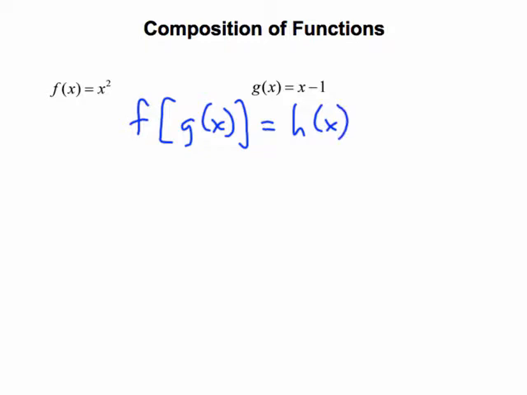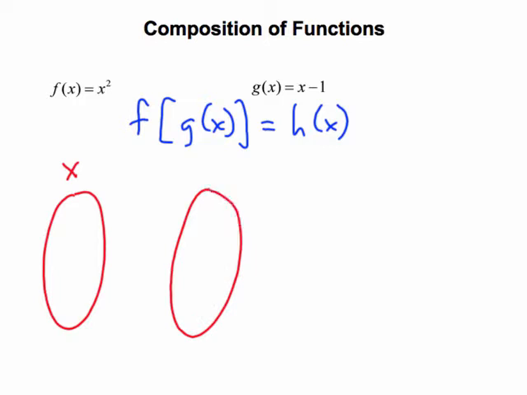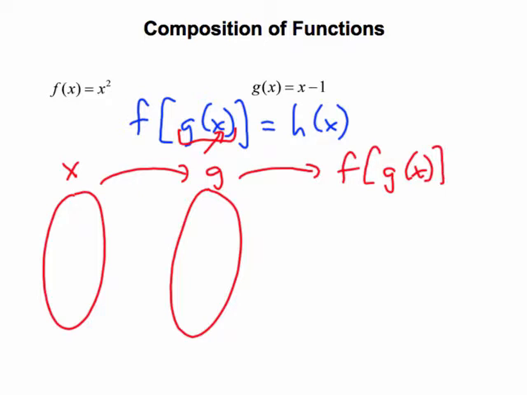Basically what you're doing is you're taking x, you're applying operation g to it, and then you're taking what you get from g and applying operation f to it. Alright, let's break this down. I like to use a bubble approach for this. I'm going to start with x, and then the first thing I'm going to do is apply g to it, and then I'm going to apply f to g to create my final output.